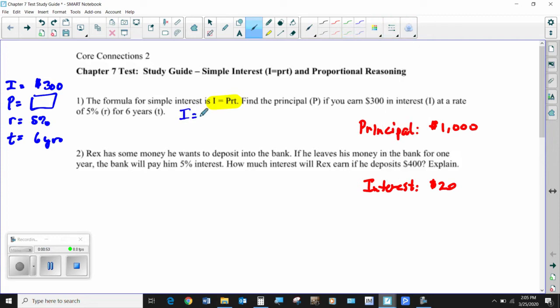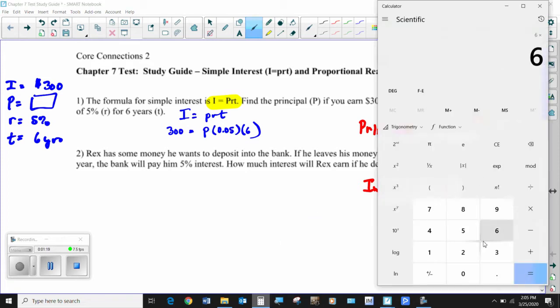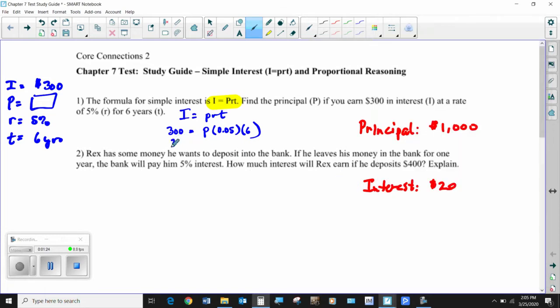I is going to be equal to PRT, and since we know what the I is, we're going to write in the 300 here. The principal is what we're trying to find. The interest rate, 5%, is 5/100ths, and the term in years is 6 years. So we need to multiply these two together first. That will become your multiplier that you multiply times P. So what is 6 times 0.05? That is 0.3. So that means that 300 is going to be equal to the principal times 0.3.